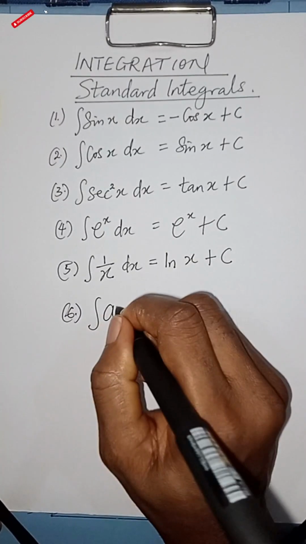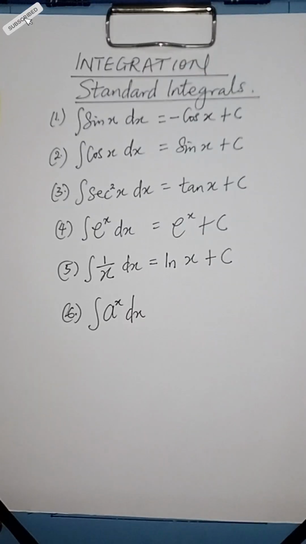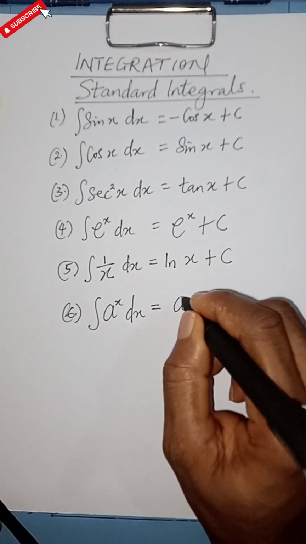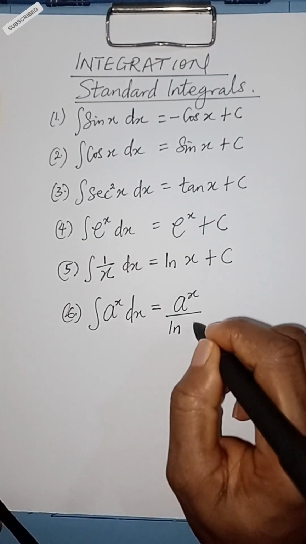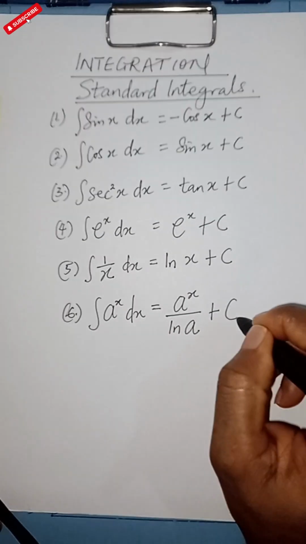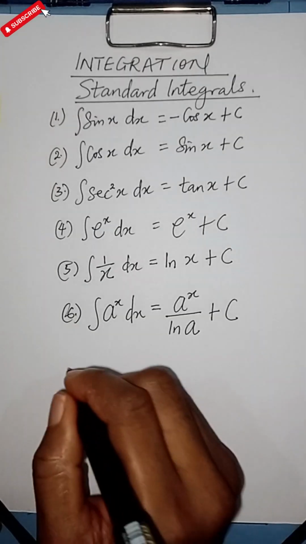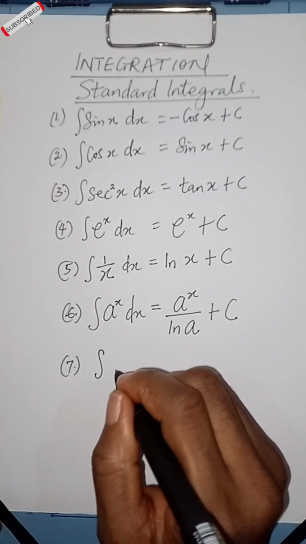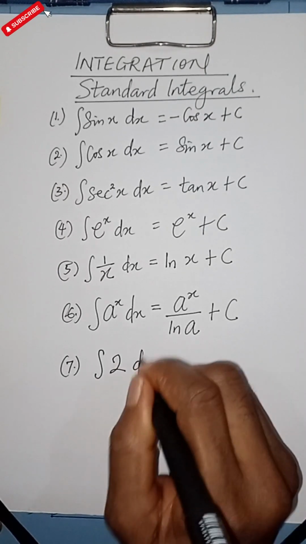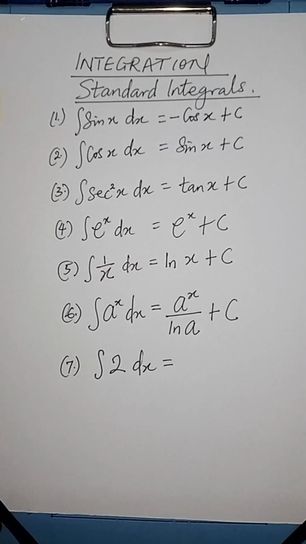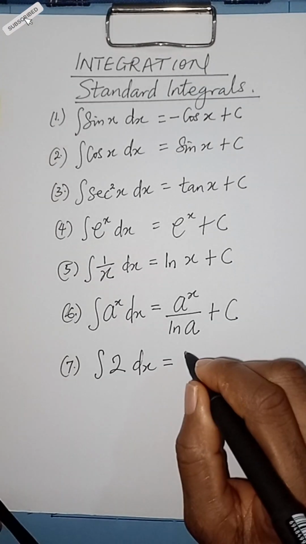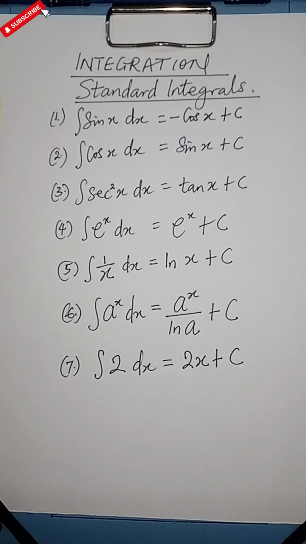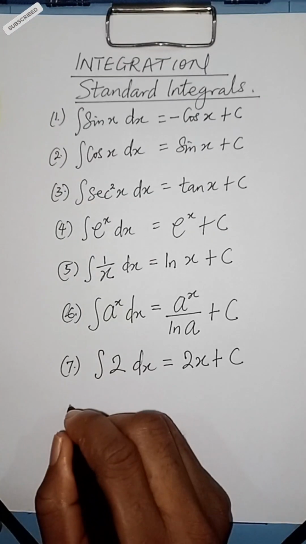Let's try one more. If I have a raised to power x, dx, now here the a is a constant. So what will it be? It's going to be a raised to power x divided by ln a, plus your arbitrary constant. Okay, I think I still have one more to go. Let's assume you're integrating a constant, let's say 2 dx. Now this is a constant. What do you get? It's going to be 2x plus c. Why? Because it's a constant.